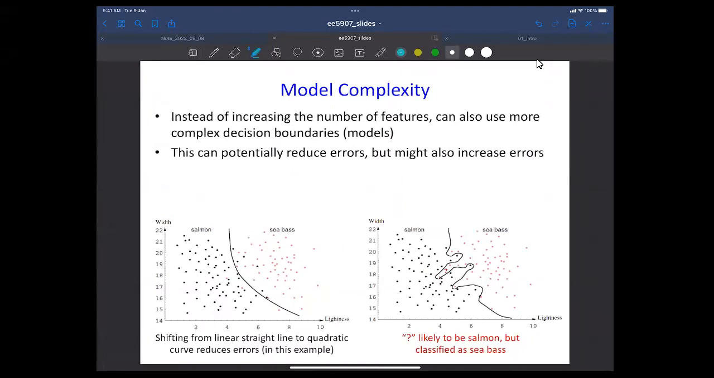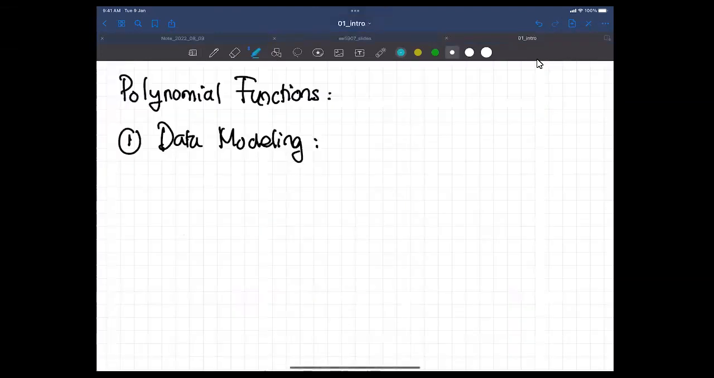Any question for the quick review? If not, then we continue with our mathematical discussion.